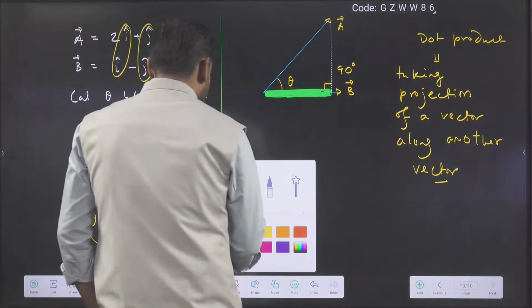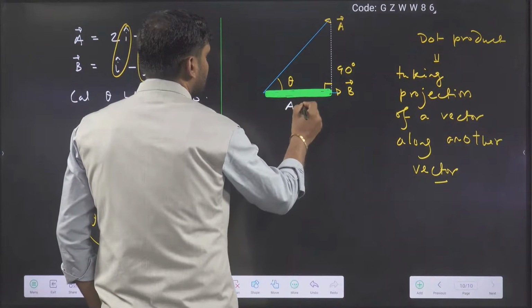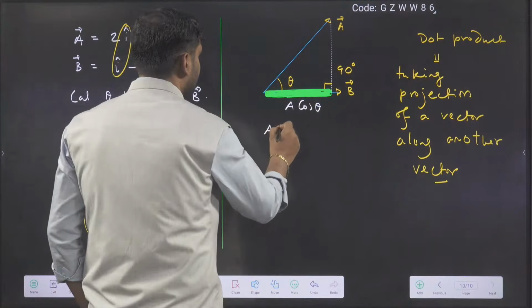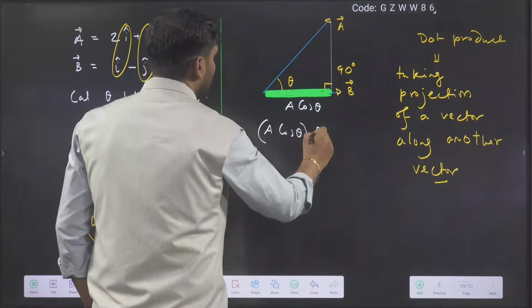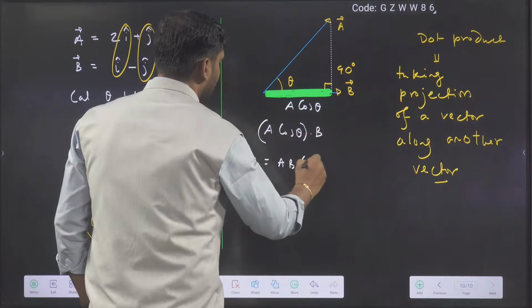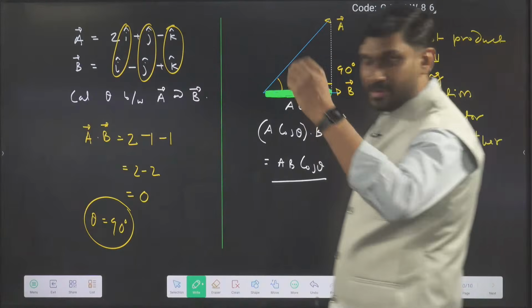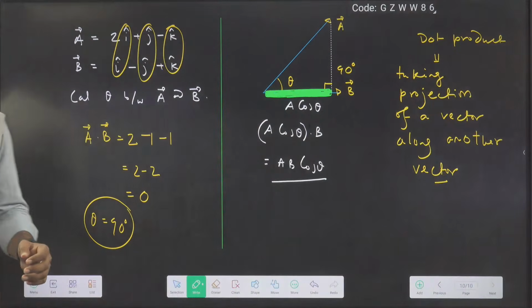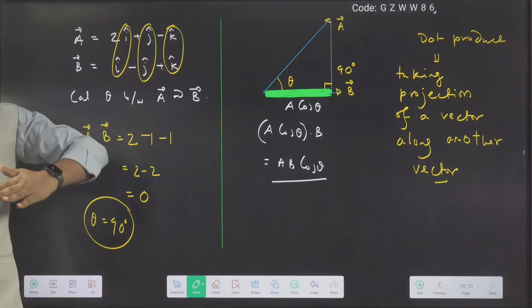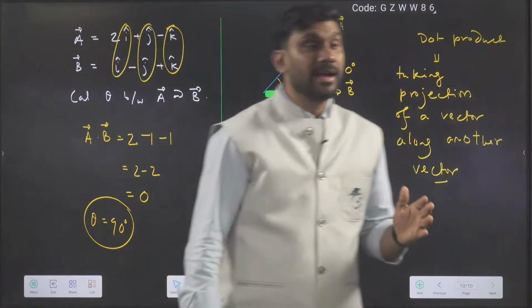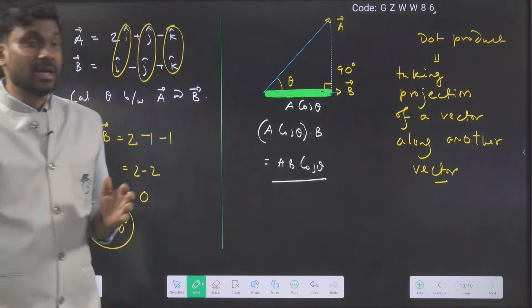How much of A is that? This is, we know, that is simply A cos theta. Then what is the projection you write? You write A cos theta into B. So that becomes AB cos theta. I hope it is clear now. Now you got the clarity how the cos is coming. It is basically due to the projection of one vector along another vector.